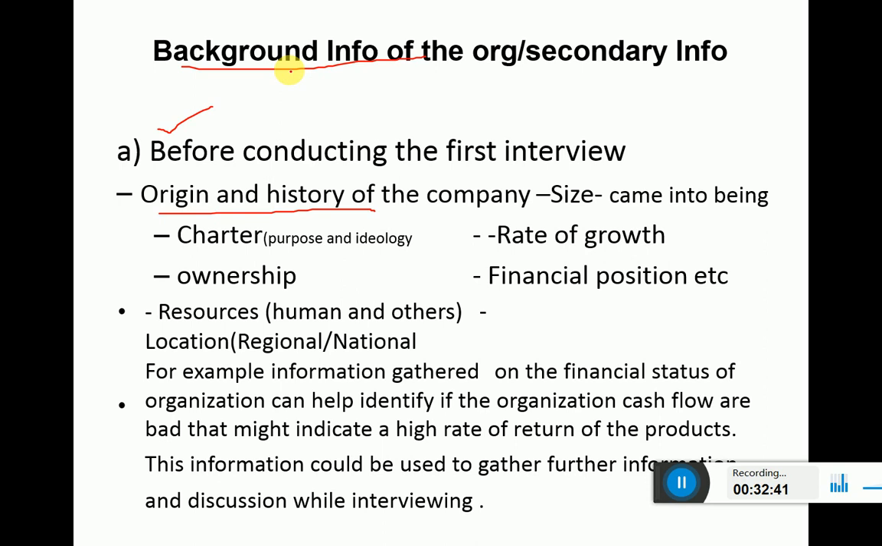What basically must the researcher clearly collect under the background information or secondary information? First of all, the origin and history of the company. First of all, the researcher should find out the history of the company.